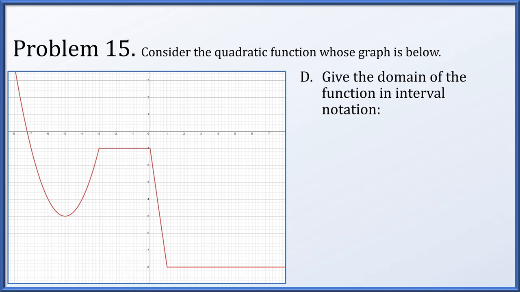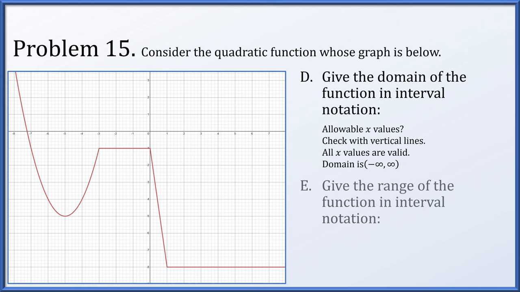Next, give the domain of the function in interval notation. Well, what are the allowable x values? Check that with vertical lines. Okay, so here's a vertical line. It is an allowable value for this function. And ask, as I move left and right, which x values can be plugged in? All x values are valid. Okay, the domain is all real numbers.